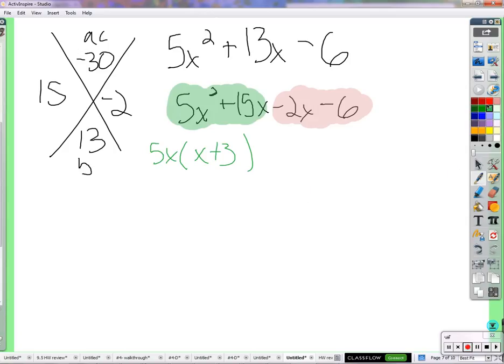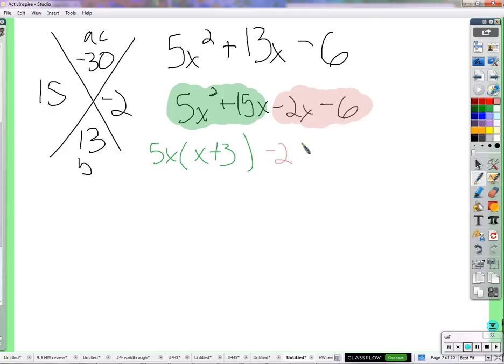And we look at the second group. It's highlighted in pink. Now here's a little thing. If I'm looking at this group and the first number is negative, you know the number I factor out should be negative. Factor negative out. So what can I factor out of both of these? Negative 2.